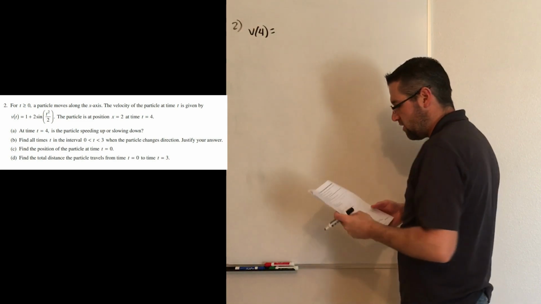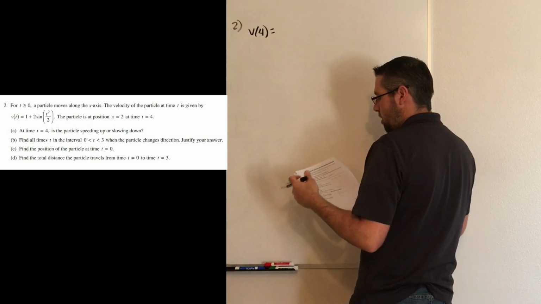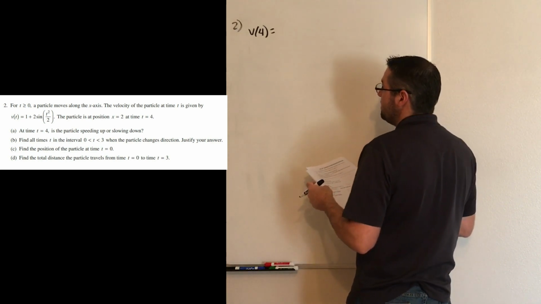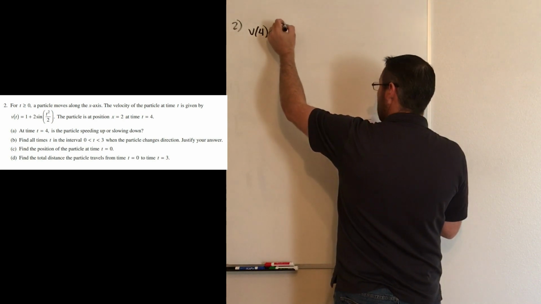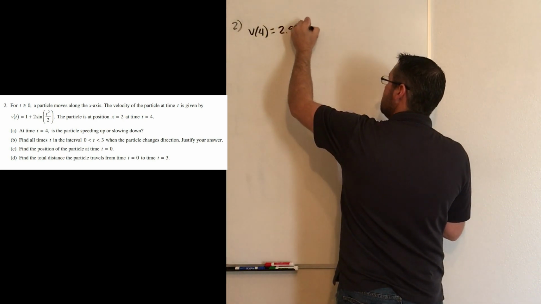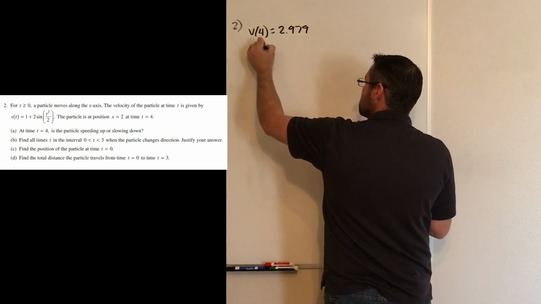And since they gave you the velocity function, all we have to do is plug in 4 to that. This is a calculator problem, so you should be saving that function in the y list and just typing that in and evaluating. So you should have gotten 2.979. And then we need to take the acceleration at t equals 4.